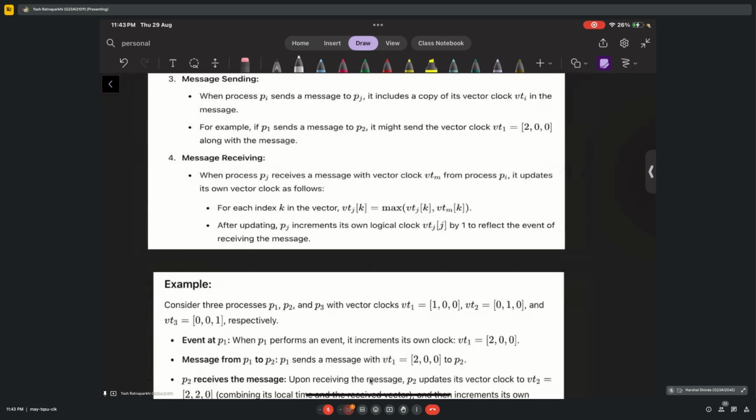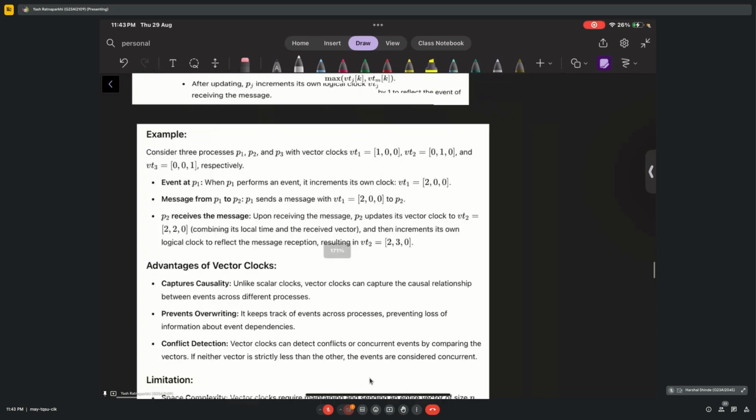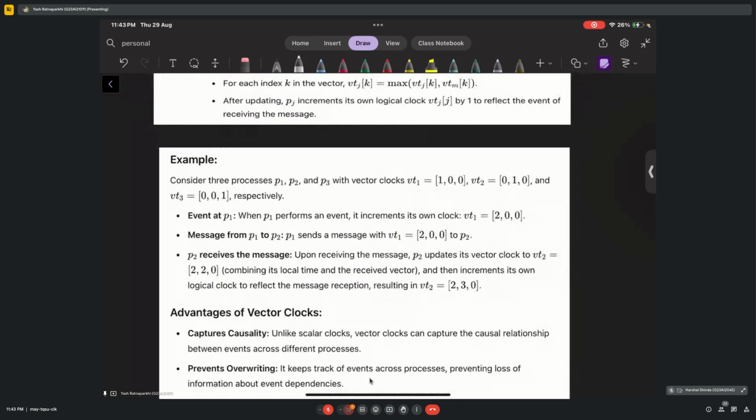Message receiving. When a process Pj receives a message with the vector clock VTM from a process Pi, it updates its own vector clock. For each index k, VTj[k] is the maximum. We will take that maximum and update it in that particular clock. Okay. Now understand this example, listen carefully once.